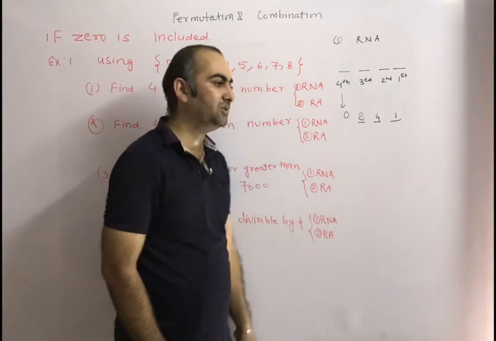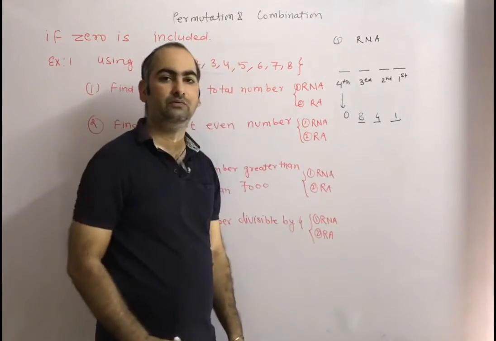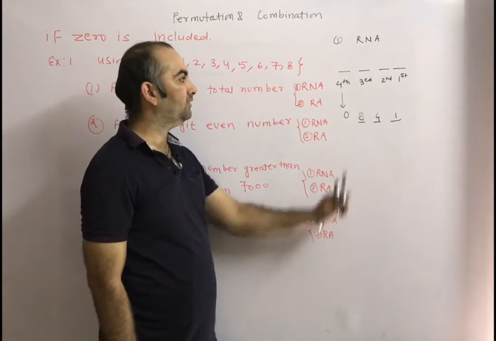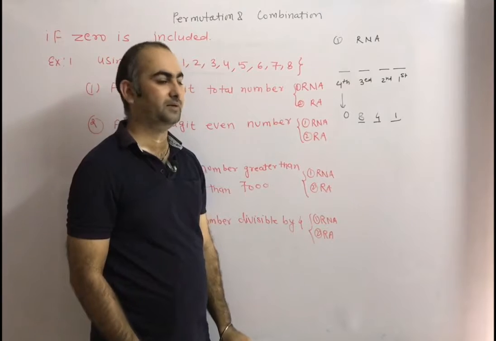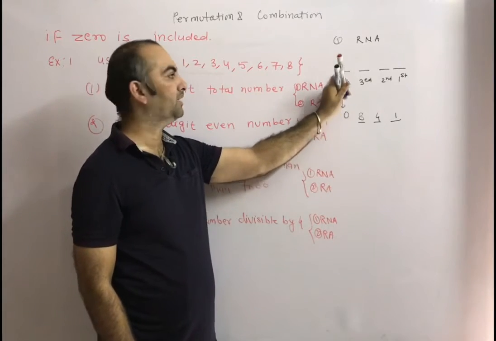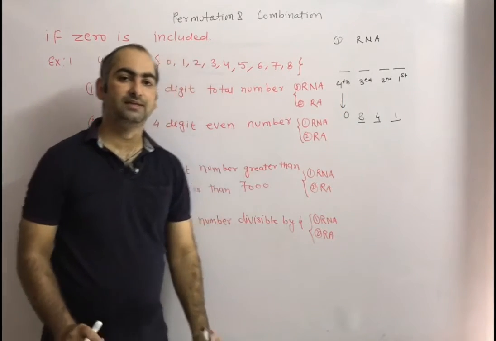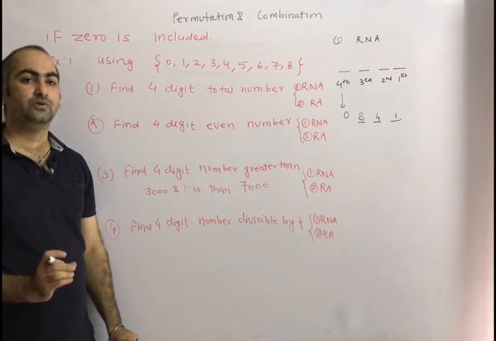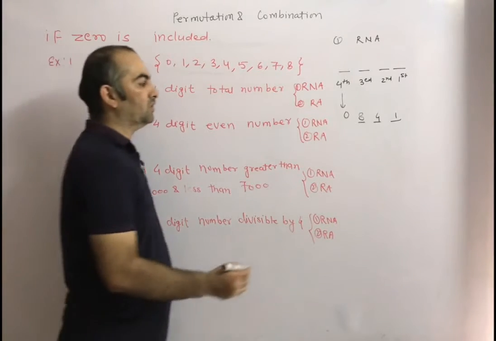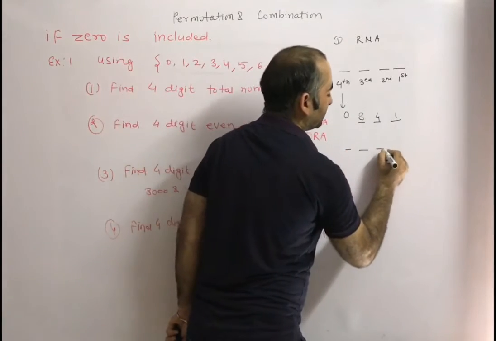So what is this number? It is a 3-digit number, but we want a 4-digit number. Whenever 0 comes at the 4th place, we get a 3-digit number, but we want a 4-digit number. That means 0 should not come at the 4th place. So the restriction is that 0 should not come at the 4th place. So first you have to fill the 4th place.